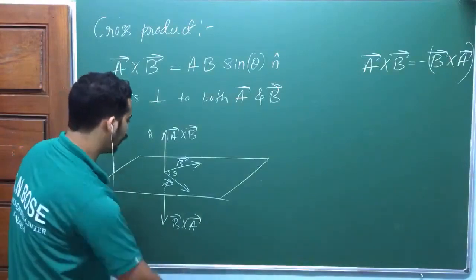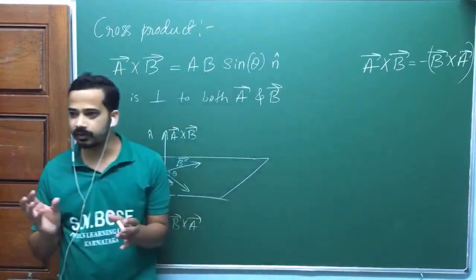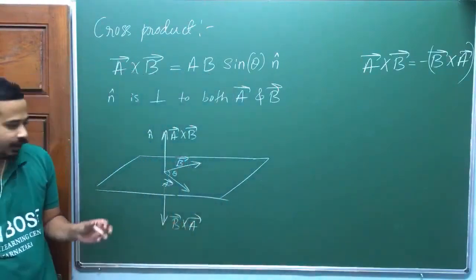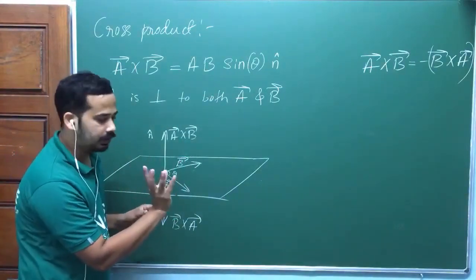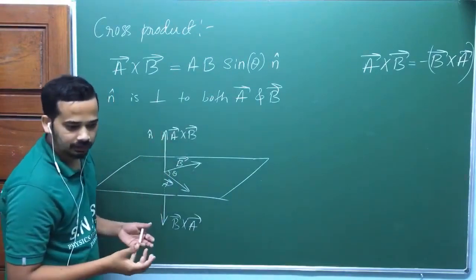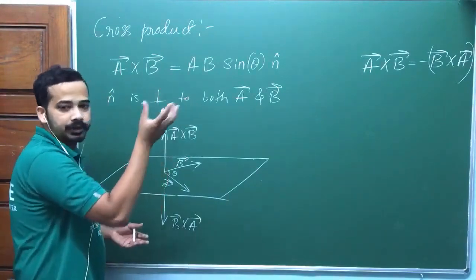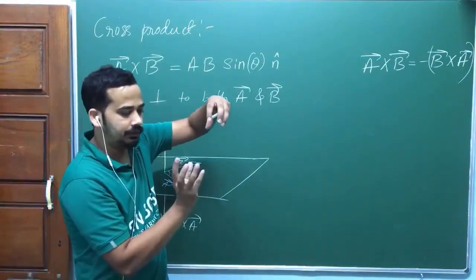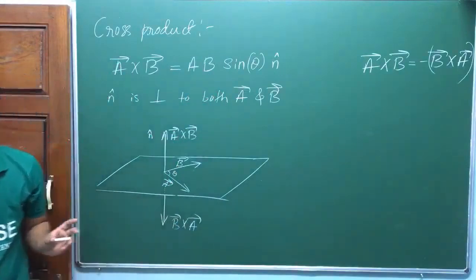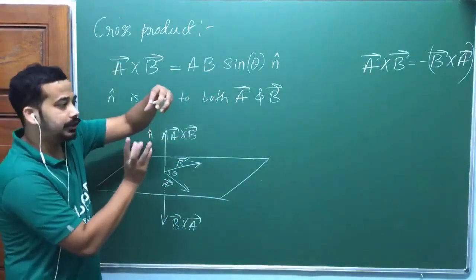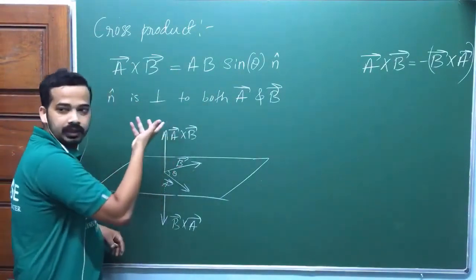The other idea is the screw rule. You should have some experience with nut and bolt. Whenever you rotate a nut or bolt like this, it will go up. I don't have any nut and bolt here, but if you have a bolt and you rotate it like this, the bolt will go up. So like that, for A to B, A cross B, you can take it like this.